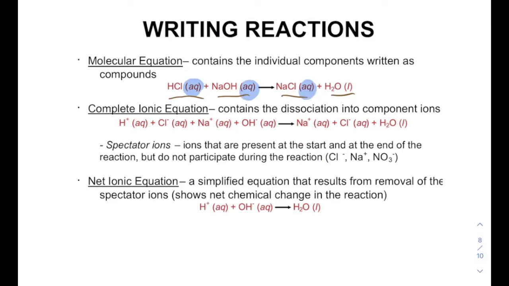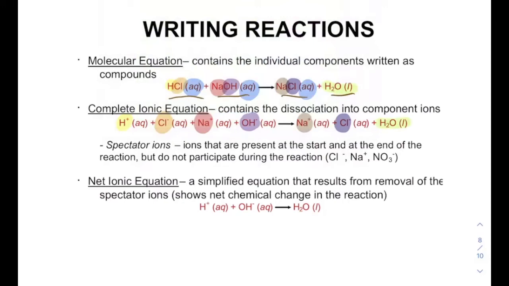So if we have HCl, if we break these ions up, the H becomes H+ aqueous, the Cl becomes Cl- aqueous, the Na becomes Na+ aqueous, OH becomes OH- aqueous, and over here Na+ aqueous, and then we have Cl- aqueous. And because the H2O is liquid, that stays together and we end up with H2O. So that is the complete ionic equation.